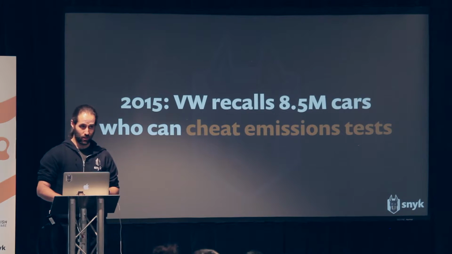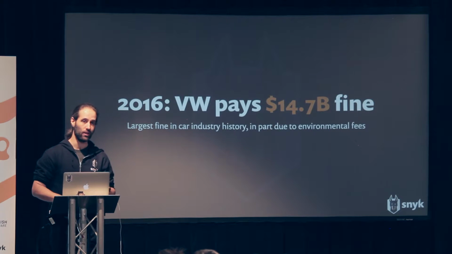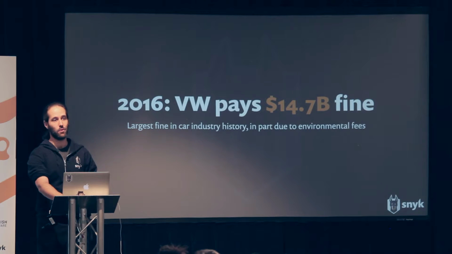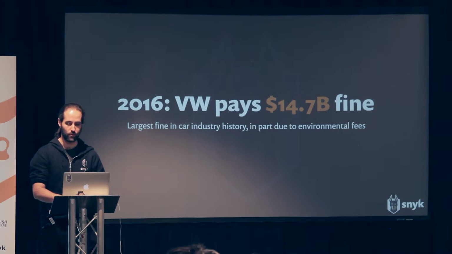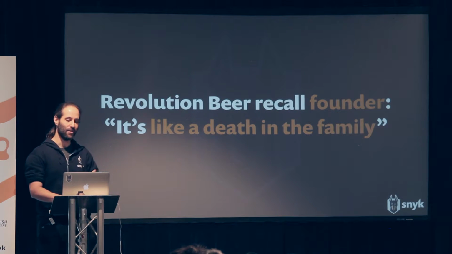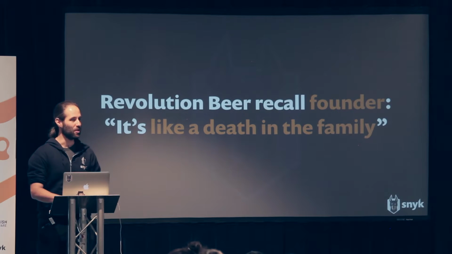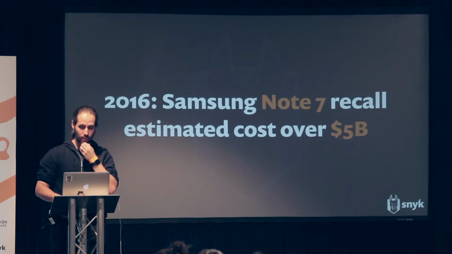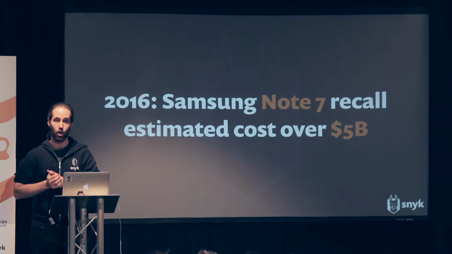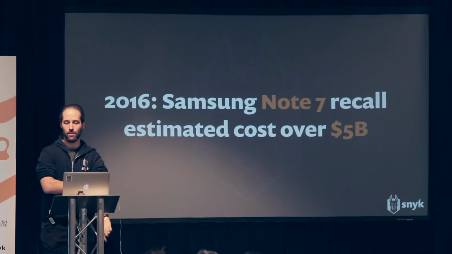The Volkswagen issue, which is different, actually had some nefarious action in it, so this may not have ended yet, but they seem to be paying at least $15 billion for this mistake, beyond whatever ongoing damage there is. I don't have numbers for the beer example, but I did hear the person at Revolution that decided to do this recall say that it's like a death in the family, so they paid for it in other ways. And then the Samsung example, it's estimated that overall it cost Samsung over $5 billion. So there's a very clear entity that needs to pay. You bought the product from somebody, and they're there.